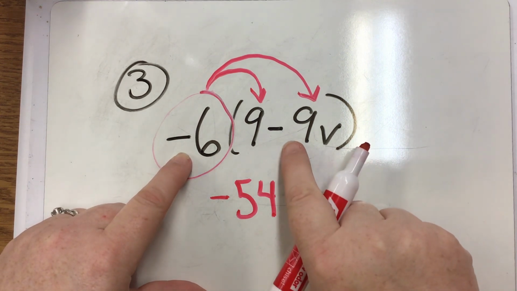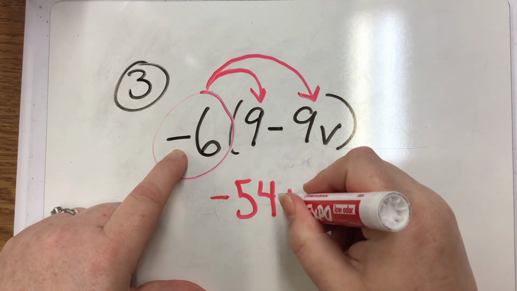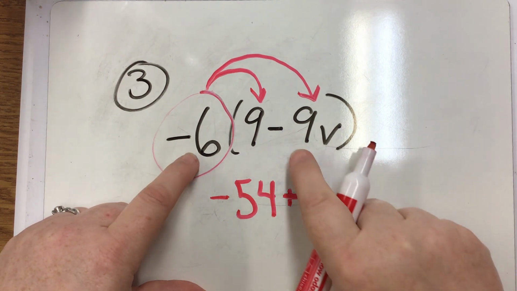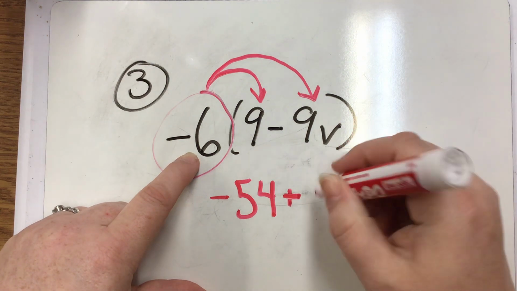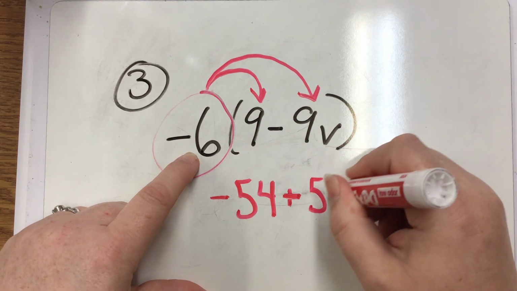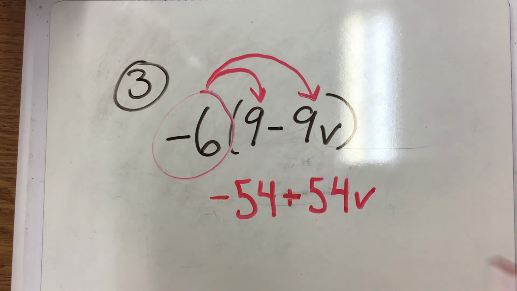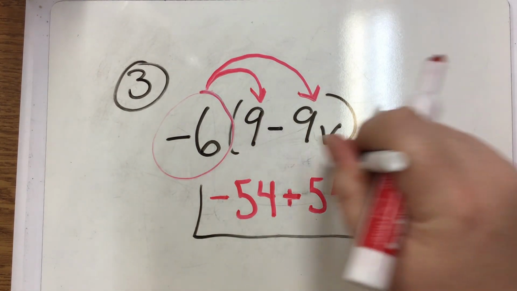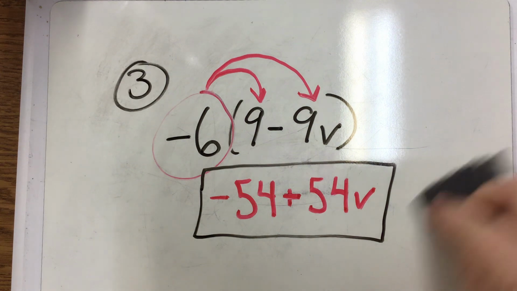Negative 6 times negative 9. Negative times a negative is a positive. 6 times 9 is 54. Don't forget your v. Ta-da! All right. There's my answer. All right, let's go on to the next one.